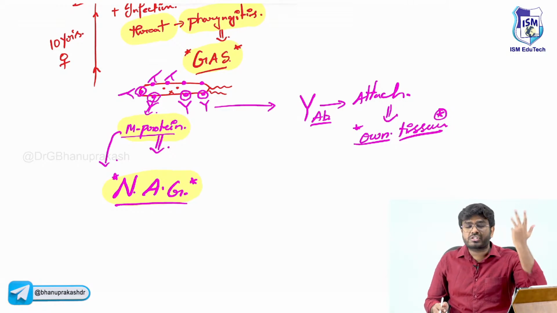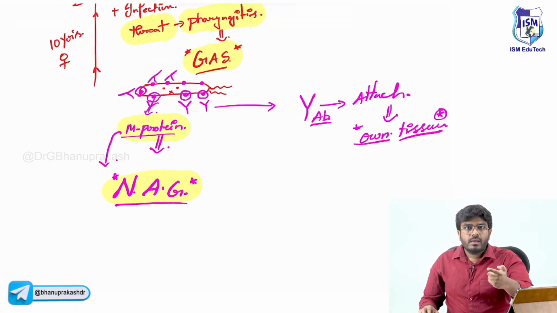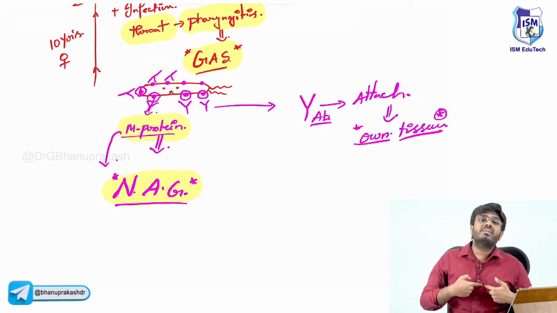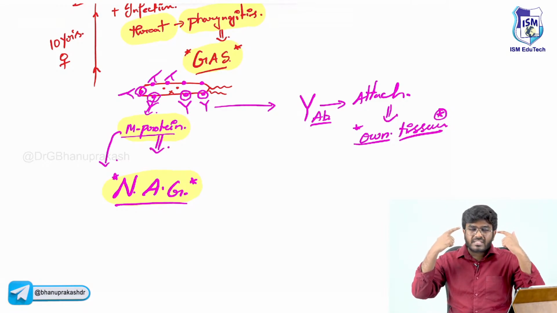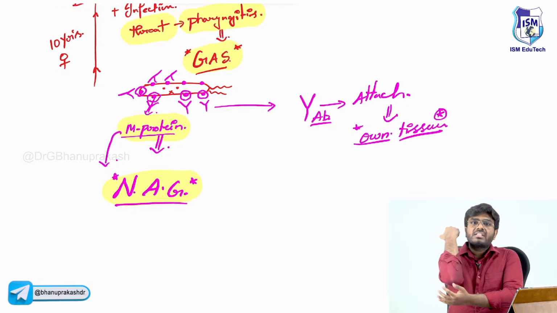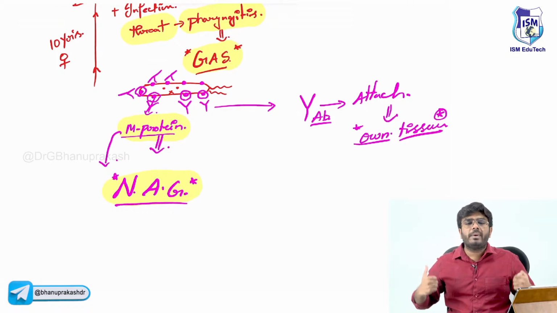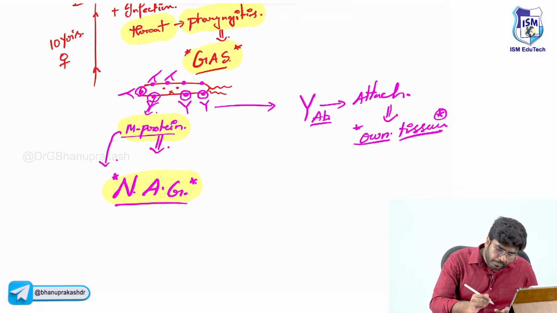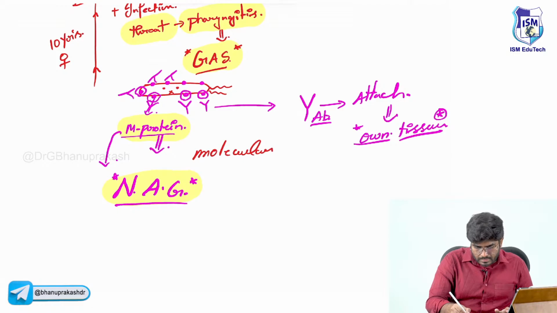So these antibodies are confused. Our immune system is confused. The antibodies produced against the M protein will of course attack the bacteria, no doubt, but they will also attack my own heart because N-acetyl glucosamine is present in my heart. They will attack my brain, skin, and joints. The antibodies will deposit in the joints, leading to joint pain, heart involvement, skin involvement, and brain involvement. So this is the concept, sir. The main problem here is molecular mimicry.